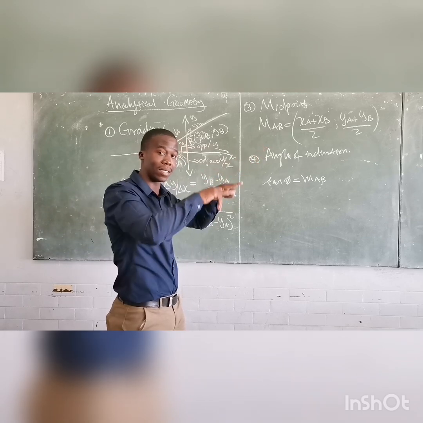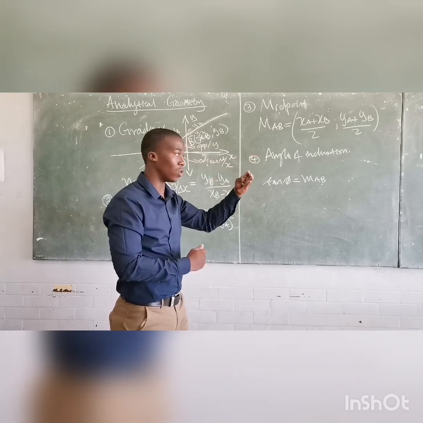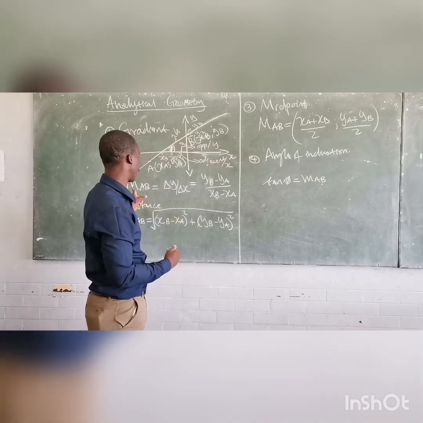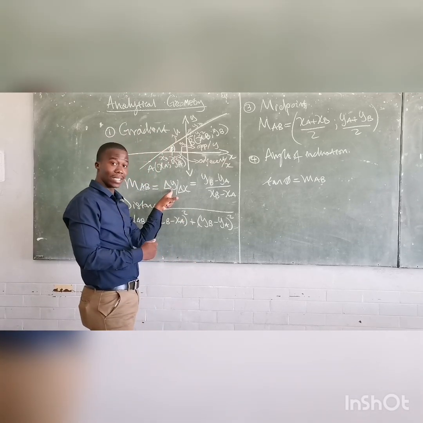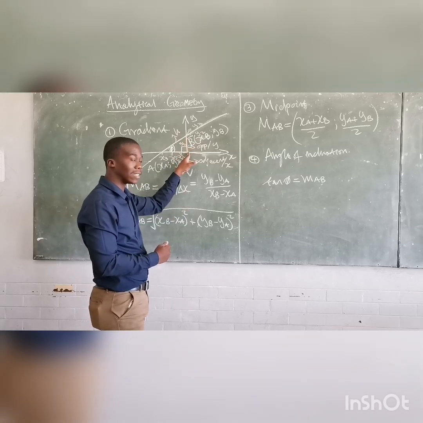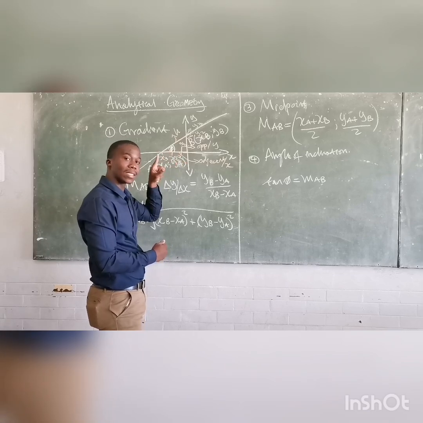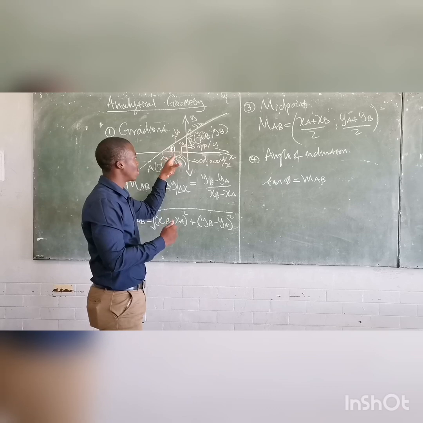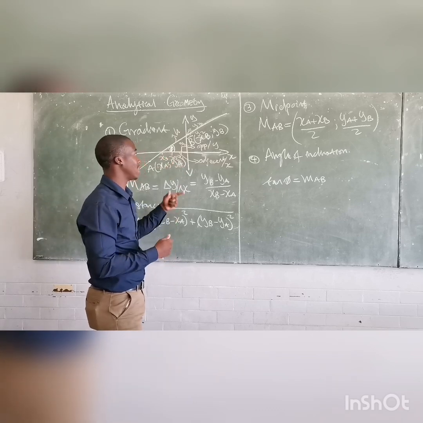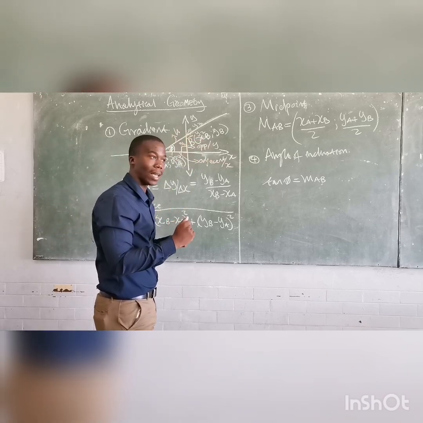So basically this is a change in y. If you say the point in front minus the point behind, that is a change. Remember that the gradient of AB is change in y over change in x. So the distance here is the change in y, and likewise for the other: the point in front minus the point behind. Then that is delta x, the change in x. So basically tan theta is equal to change in y over change in x.